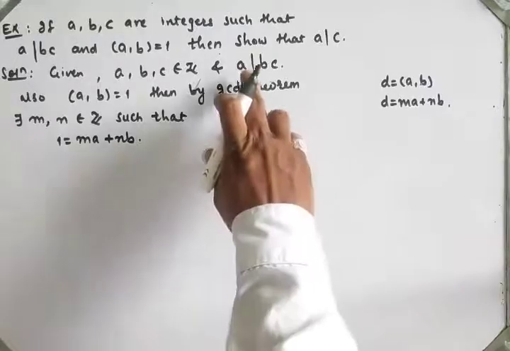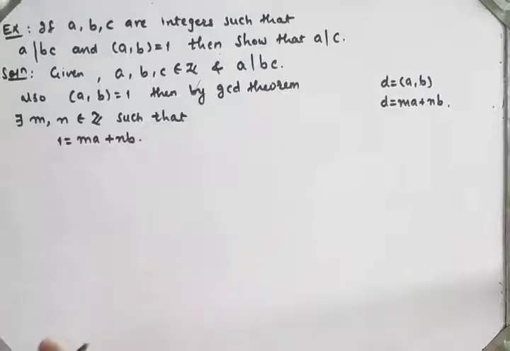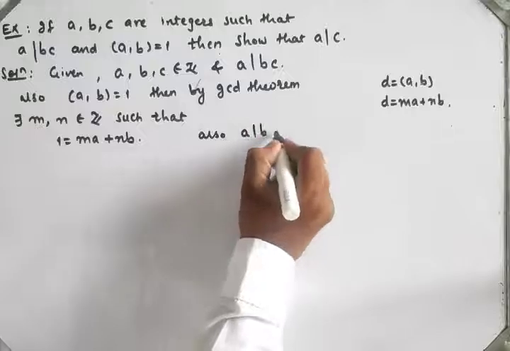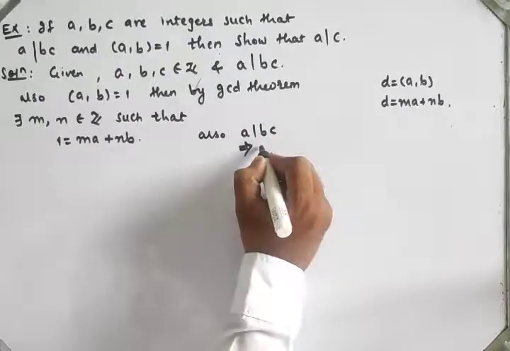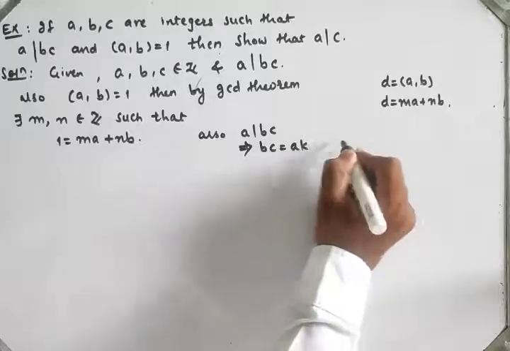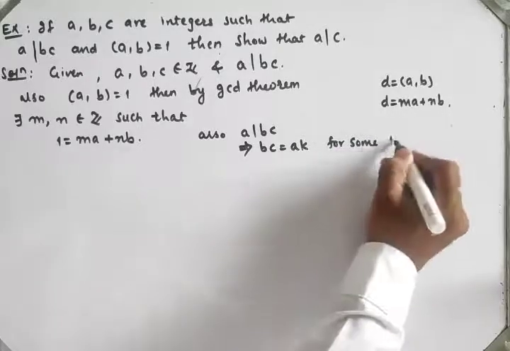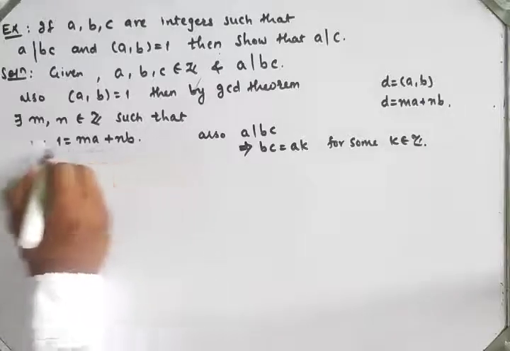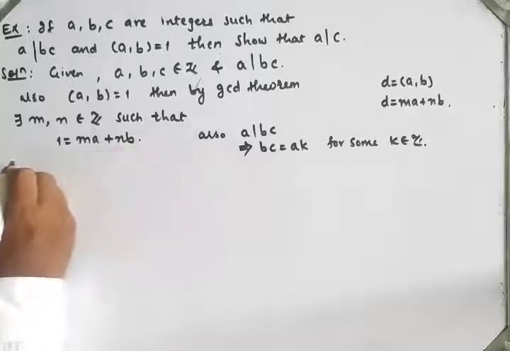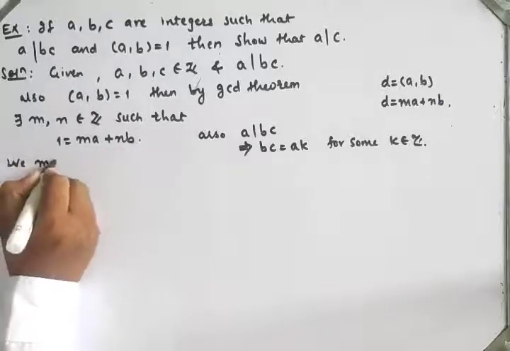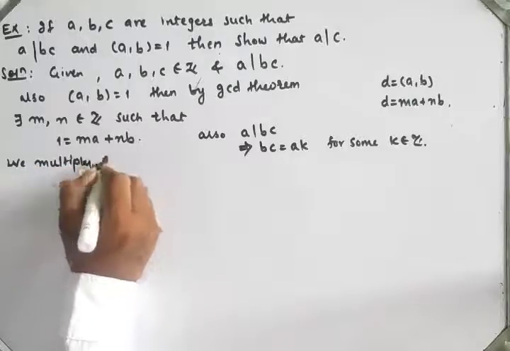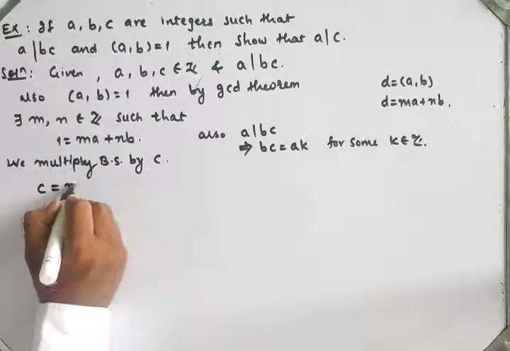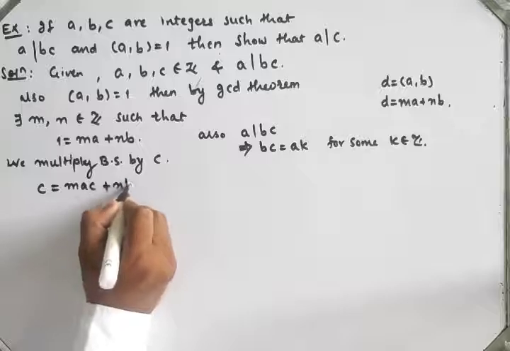So here we are given a divides bc, means what? Since a divides bc, by using the definition of divisibility, what do we get? b into c is equal to a into k for some k belonging to the set of integers, right? So the value of bc is equal to a into k. So we will multiply throughout by c in this equation. So what will we get? We multiply both sides by c. So what will we get? c is equal to mac plus nbc.